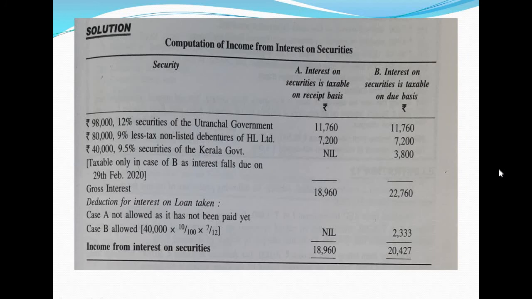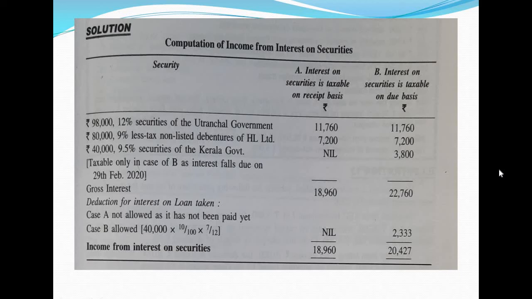So on the cash basis, unless and until the actual cash has been received, it will not be recorded. So under the first case, it will not be recorded because the actual cash has been received after the current previous year. But in the accrued basis, since it is related to the current financial year or the current previous year, it has to be recorded. So 9.5% of rupees 40,000 will be 3,800.